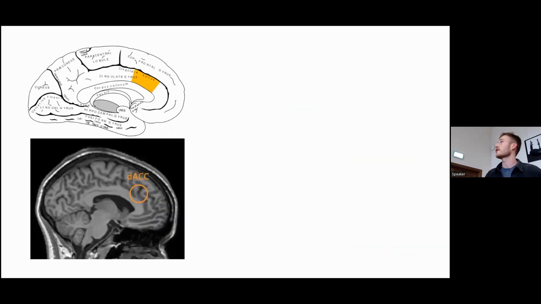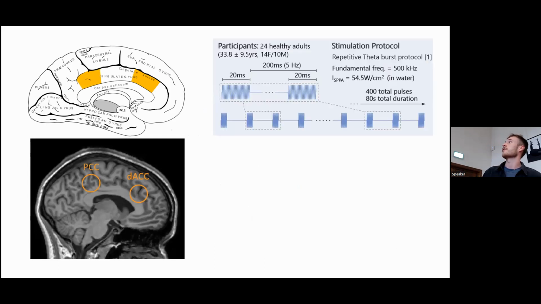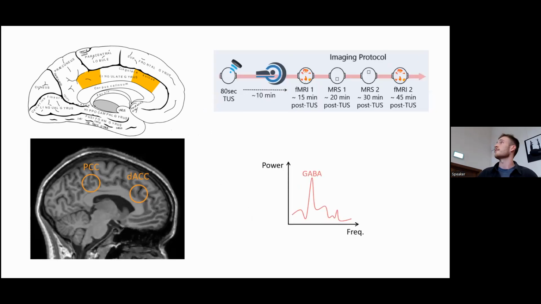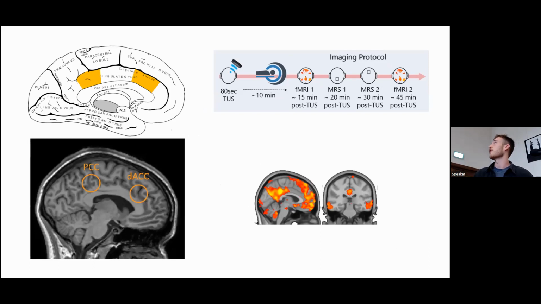So just to recap, we stimulated the dorsal anterior cingulate cortex and the posterior cingulate cortex in 24 healthy human participants using the protocol described by Zheng and colleagues as having excitatory neuromodulatory effects in humans. And so we measured GABA concentrations in both regions of interest using MR spectroscopy, as well as made 2 acquisitions of functional activity at 15 and 45 minutes post-sonication.